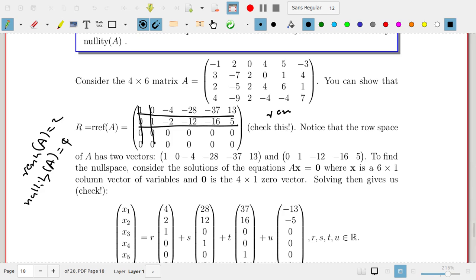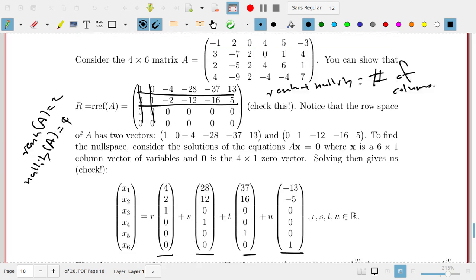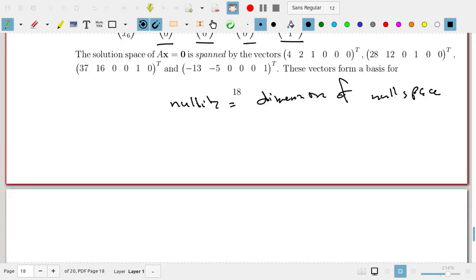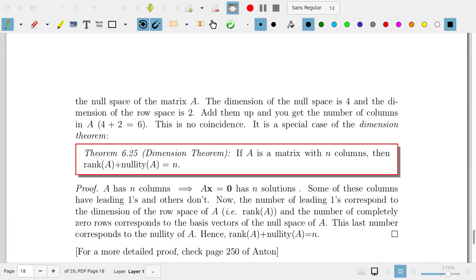Rank plus nullity gives you the number of columns, right? 6 columns, right? And this is in fact the next theorem that we'll look at. If A is a matrix with n columns, then rank A plus nullity of A equals n. So the proof is this.